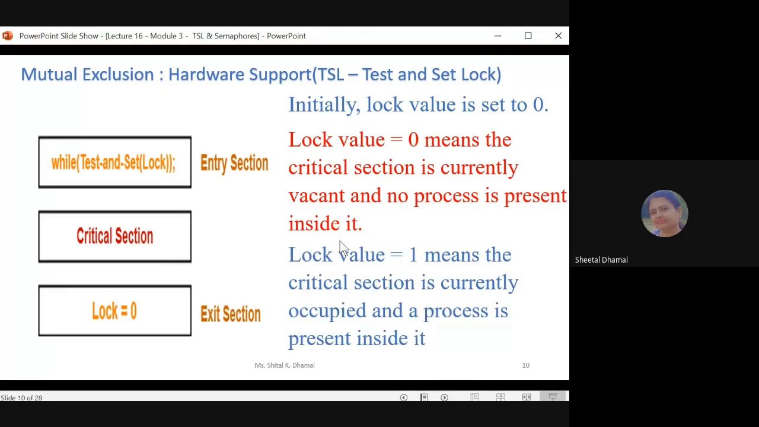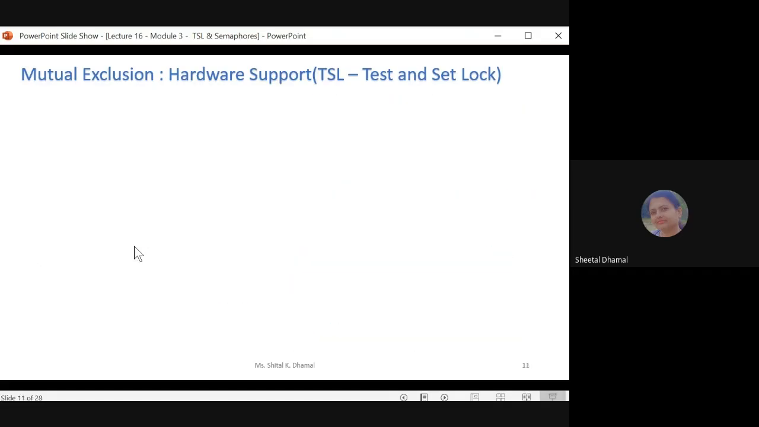If the value of the flag is equal to 0, this value is set by this TSL algorithm. And if the lock value is equal to 1, its meaning is that the critical section is currently occupied, that is, some process is utilizing this CPU or this critical section. When that process enters the critical section, your algorithm changes the value of the lock from 0 to 1. Its meaning is that a process is present inside the critical region. So now we will see this algorithm by taking one example.